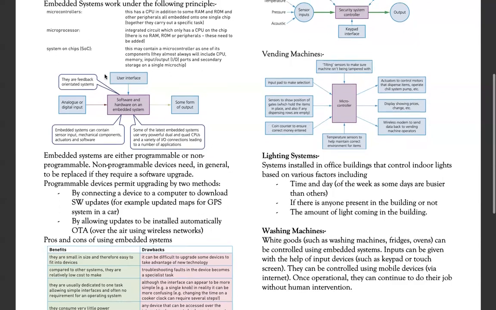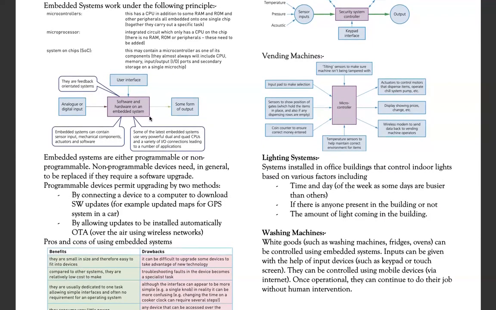Okay, now your embedded systems operate on this basic principle: we have an embedded system right here that relies on some software and hardware. It has a user interface which allows us to interact with it. And then it takes some sort of analog or digital input. If it's analog, it's obviously using some sort of sensors. The system requires the principle of feedback. So for example, take an air conditioning system. It gives some output: it sends out cool air, and then it determines if the temperature has reached the desired level. If it sees the temperature has reached the desired level, it'll turn the cooling off.